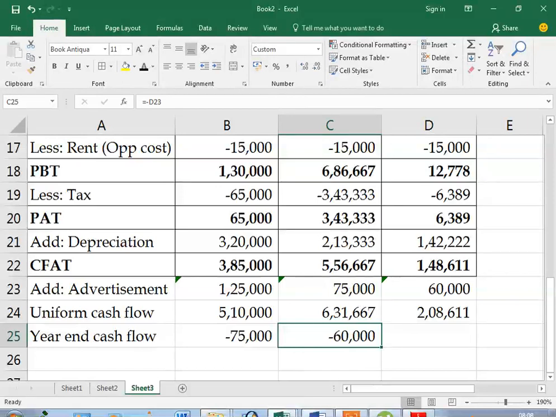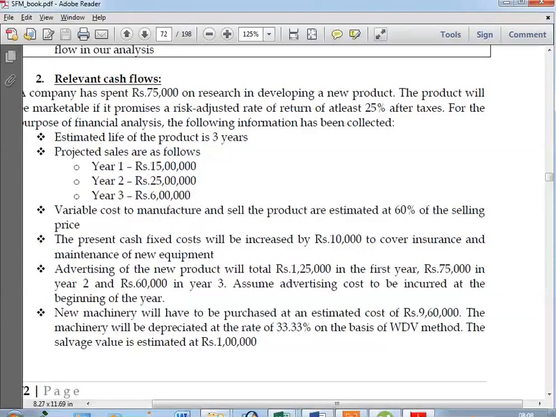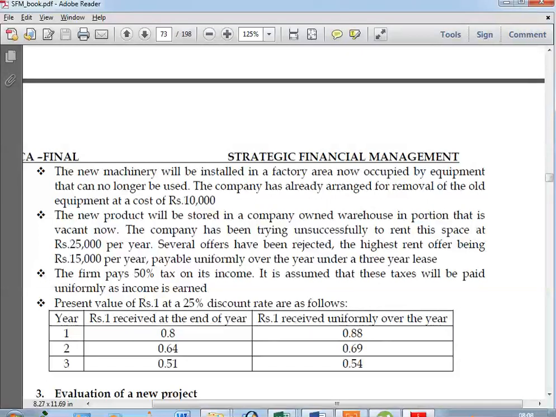Now I am going to distinguish two types of cash flow. One which happens uniformly throughout the year, because if it happens uniformly throughout the year, the discount factor for that is 0.88. If it happens at the end of the year, the discount factor is 0.8. For year 2, if something is uniform throughout the year it is 0.69. If it's at the end of the year, then it is 0.64. So we are going to distinguish between uniform cash flows and normal cash flows. Clear? Any doubts till now? So 0.88 is what I will take if it's uniformly throughout the year, and if it's at the end of the year, we will take only 0.8. Clear? Able to understand till now?